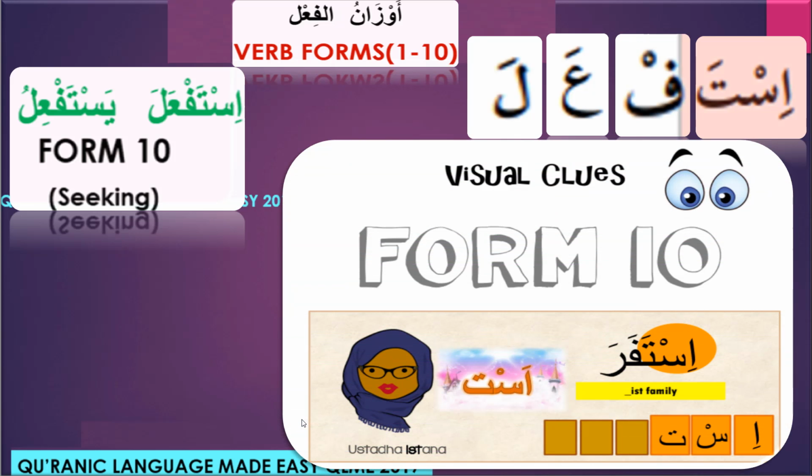So the visual clue is ista. This is the ista family, istafara. And sometimes it has a meaning of asking for something, like wanting something or making efforts to get something. For example, ghafara is to forgive, he forgave. Istaghfara, he asked for, or wanted, or tried to earn forgiveness. Same with adhina, he gave permission. Ista'adhana is he asked for or wanted or tried to get permission. So this includes the meaning of asking, wanting, and trying at the same time. And sometimes it also has hyperbole and increase, like kabura is he was big. Istakbara is he became very big or he wanted to be big.